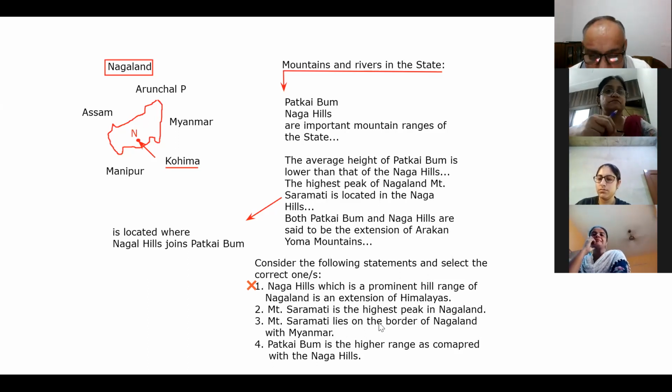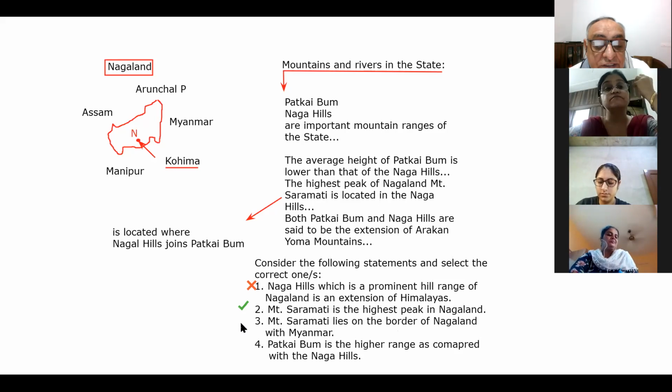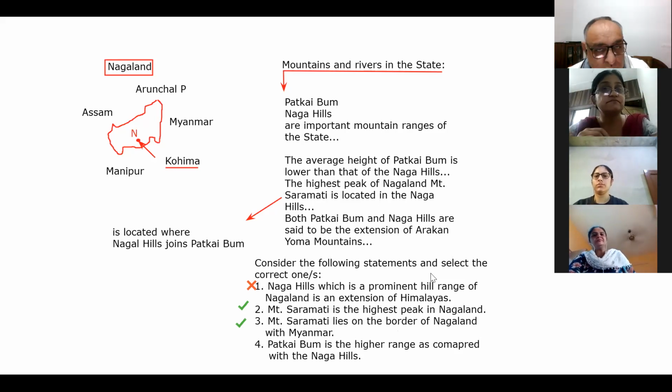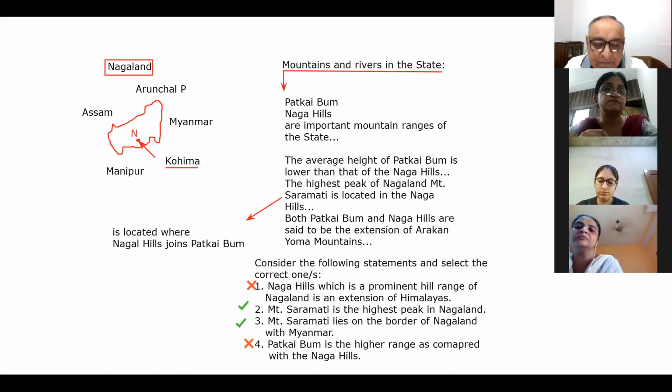The second is Mount Saramati is the highest peak of Nagaland. It is correct, right? And the third is Mount Saramati lies on the border of Nagaland with Myanmar. It is also correct, right? We discussed it. And fourth is Patkai range is higher. No, this is wrong, right? So Naga Hills is comparatively higher in height than the Patkai range, right?